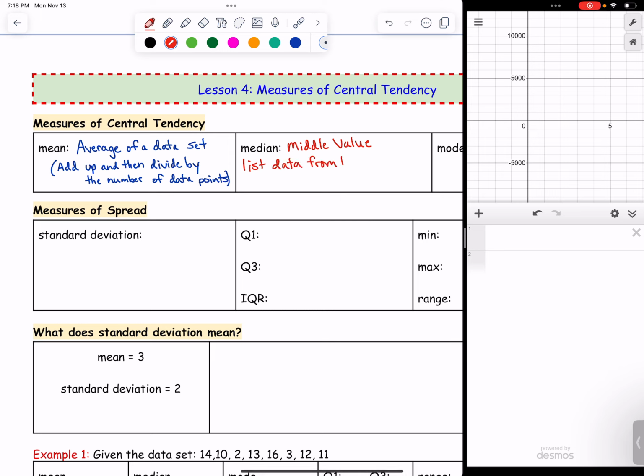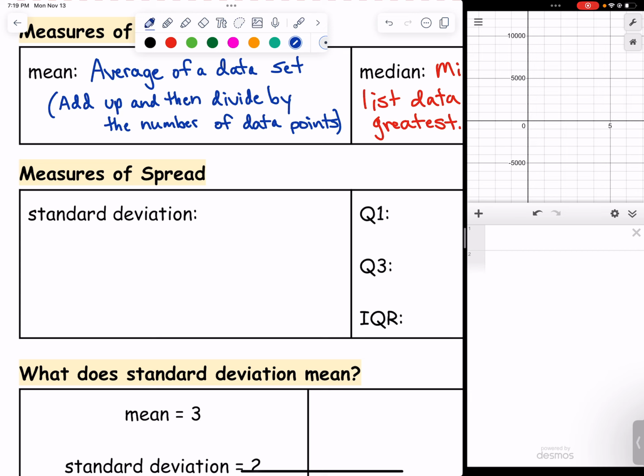That is okay. For measures of spread, we have standard deviation, which is how far your data is spread out around the mean. So it's how far the data is spread out from the mean, which is the average of your data.